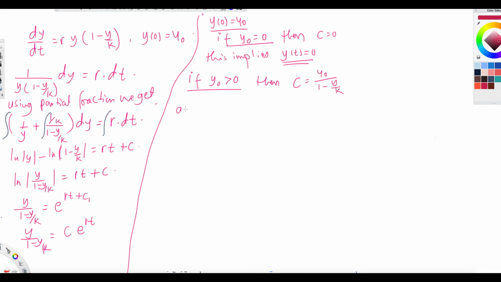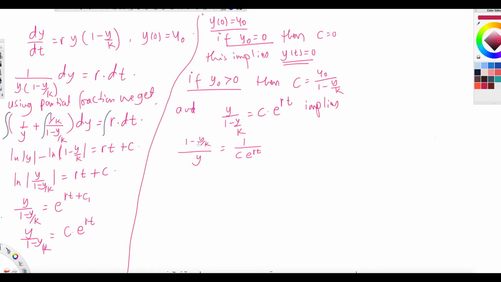And y over 1 minus y over k equals c times e to the rt. What I'm trying to do here is solve for y. Since y is positive, I can take the reciprocal. What I'm going to do here is 1 minus y over k, divided by y, equals 1 over c e to the rt. You see that? I'm just swapping the top and bottom.